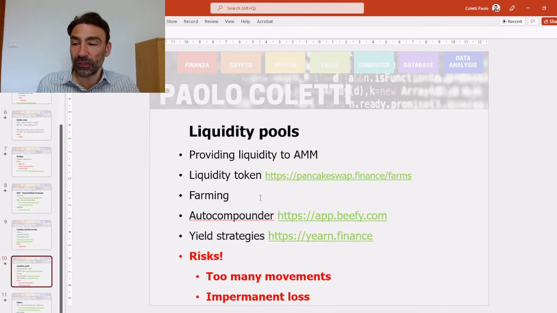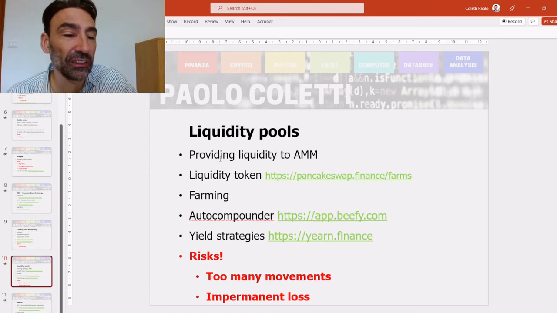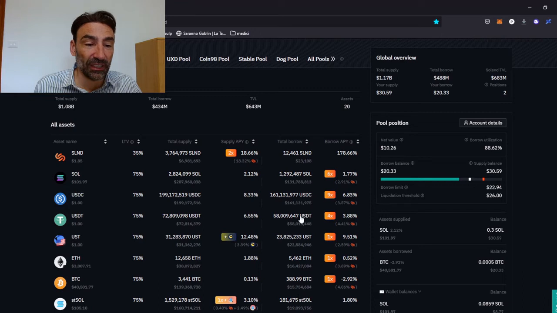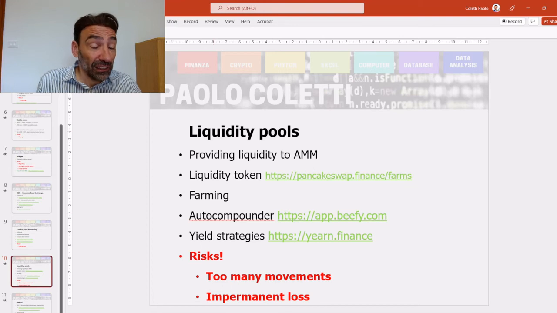Okay, let's talk about liquidity pools now. I'm sure you are wondering who provides liquidity to the automatic market maker, because who provides liquidity to a website like this one is pretty obvious, me. So I've now provided some Solana, I've taken some Bitcoin, okay, but who provides liquidity to the exchanges, so to the AMM exchanges? Well, there are liquidity pools. So liquidity pools provide liquidity to the AMM exchanges.